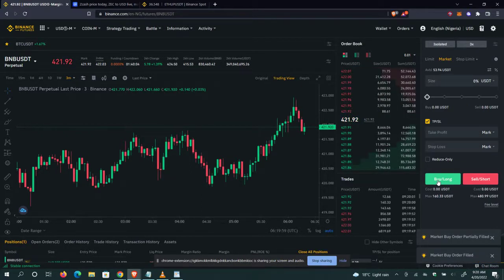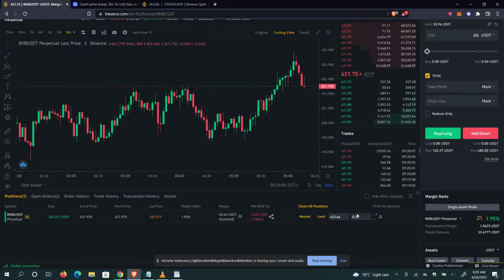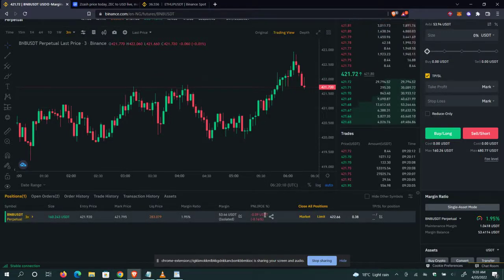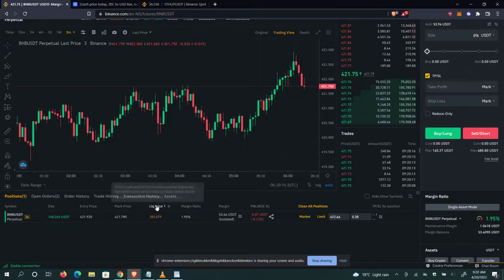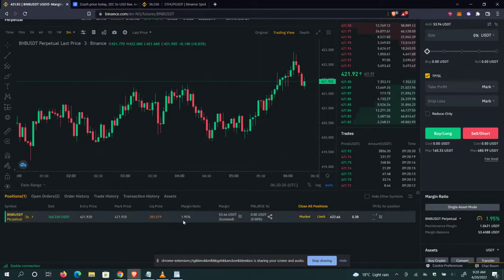Automatically, you can see it has been filled. So you see? I'm already at a loss of 0.09 cents because I did not do an analysis and I'm buying long. The market price I got in at was 421.795. My liquidation price is 283. Margin ratio is 1.95. The amount I used in getting in is 53 USDT, as you can see here.